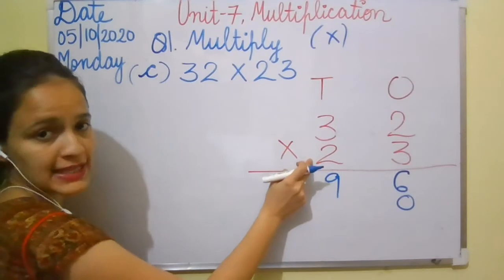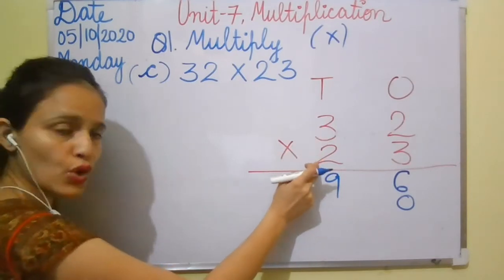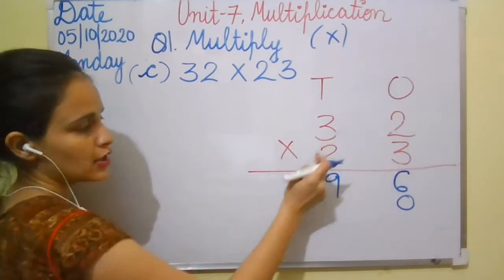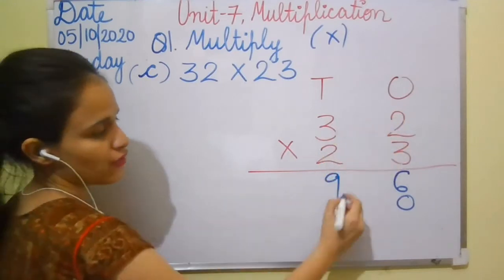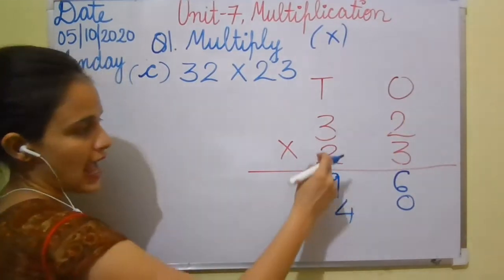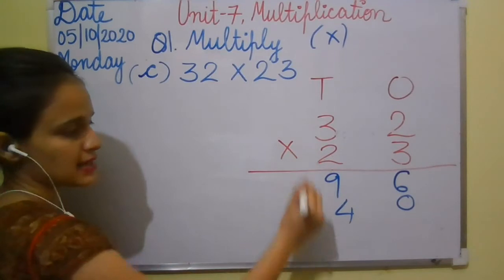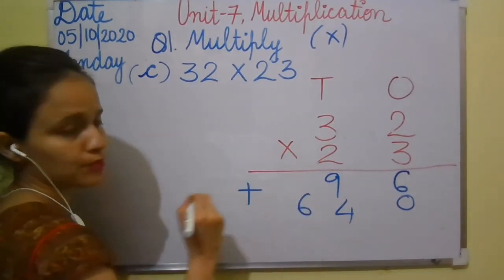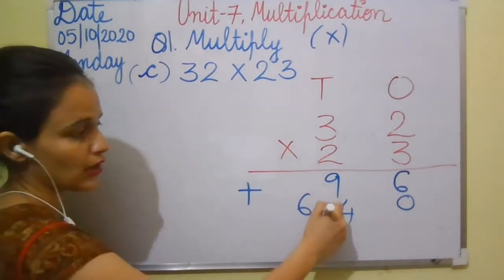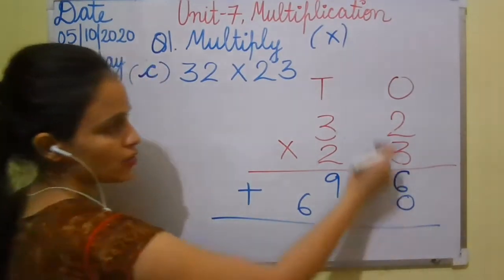Now come to the tens. Which digit is below in tens? 2. 2 will be multiplied to the ones. 2 2s are 4 and 2 3s are now tens. 2 3s are 6. Now we are going to put the sign of plus because we are going to add both these numbers.